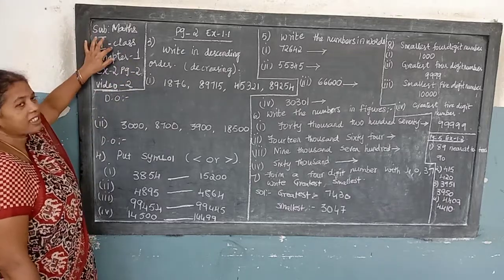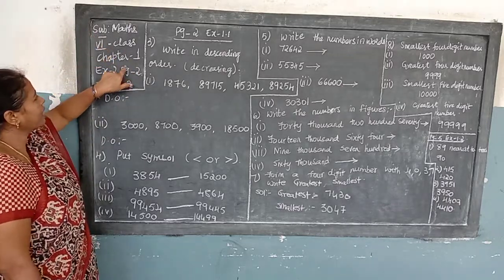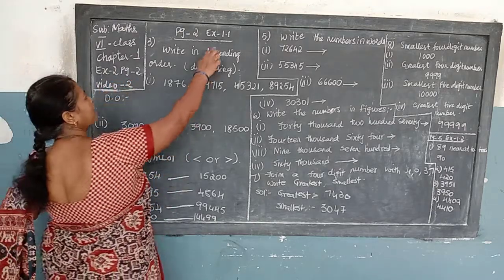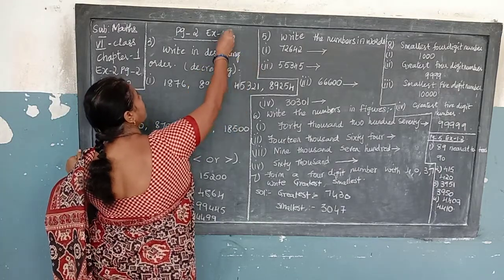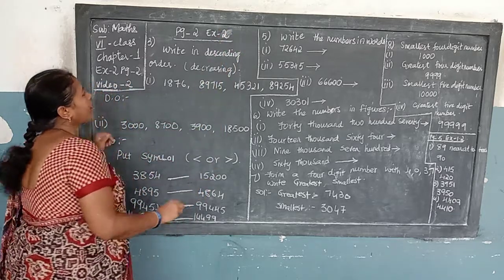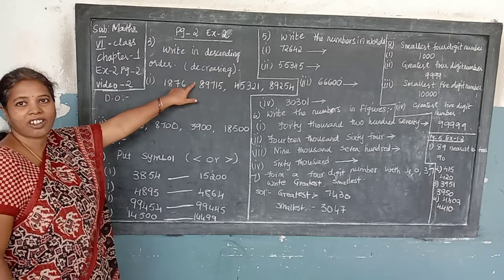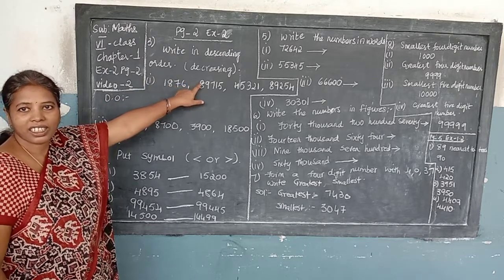Subject mathematics, 6th class, chapter 1, exercise 2, page number 2. Okay, exercise 2, page number 2, children. Now write in descending order. Descending order means what? Decreasing order.